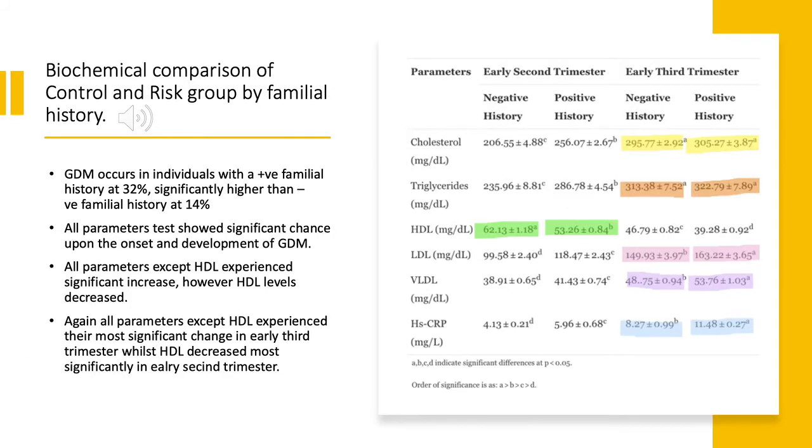The participants who were positive for GDM were also screened for their family history of GDM, and thus the investigation was able to conclude the increase or decrease of the parameters tested by positive or negative family history. It was found that GDM occurs in individuals with a positive family history at 32%, which is significantly higher than individuals with a negative family history, which only occurs in 14% of cases. All parameters show their most significant increase in the third trimester except HDL, which decreased most significantly in the second trimester.